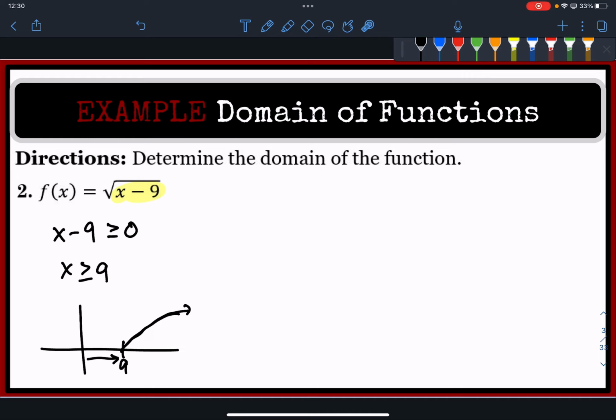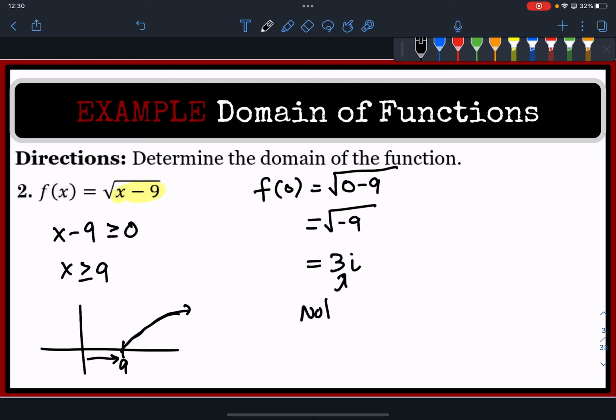Look what happens when I pick a number to the left of 9, less than 9. For example, 0. If I plug in 0, a number less than 9, I get 0 minus 9, which is equal to negative 9. And while the square root of 9 is equal to 3, the square root of negative 9 is not a real answer. This is an imaginary number. This is not a real number, so it cannot be found anywhere on our x and y axis. So that's why we're only allowed to pick numbers greater than 9.